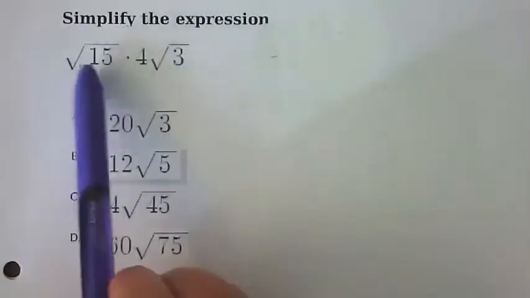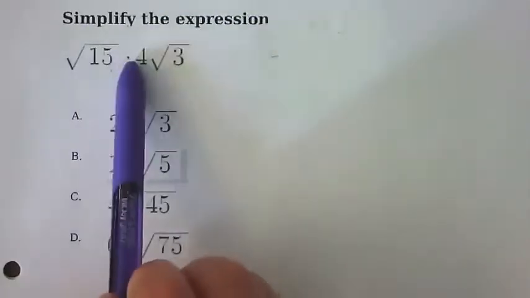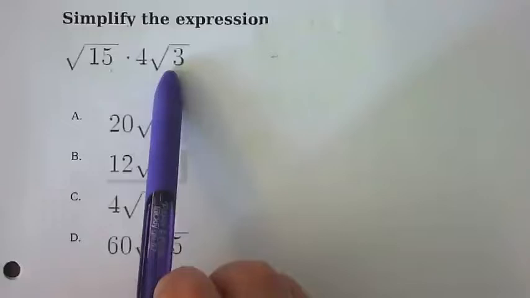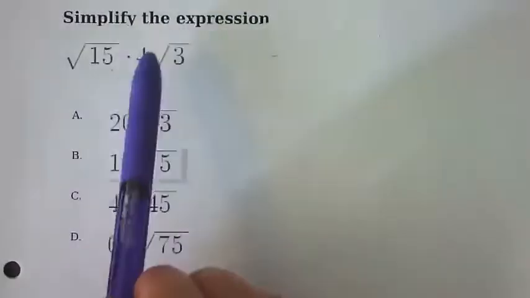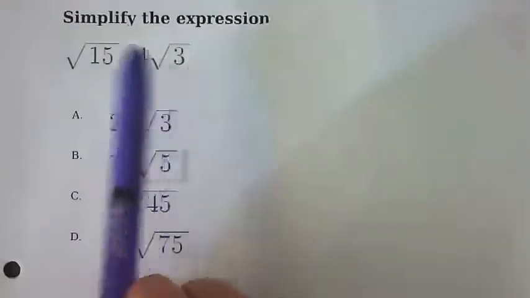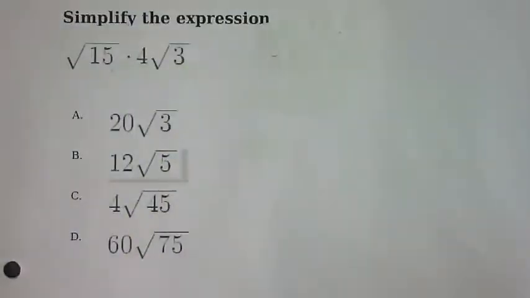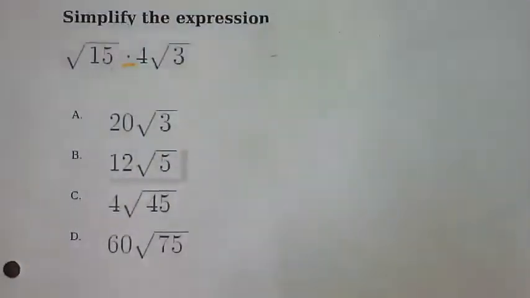Simplify the expression square root of 15 multiplied by 4 square root of 13. So first thing I notice is the radicals, so I know I'm going to be simplifying radical expressions. And the second thing I notice is the multiplication symbol. So in order to simplify these radical expressions, I'm going to be multiplying these expressions together.